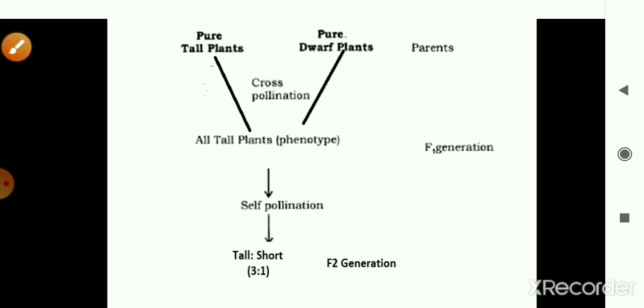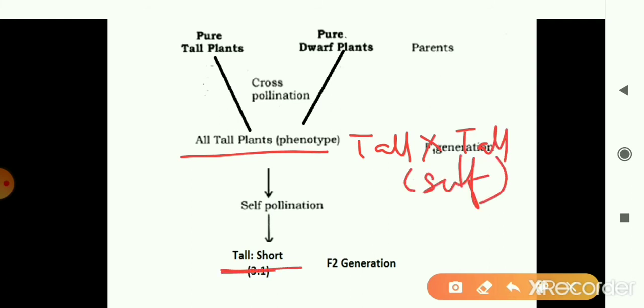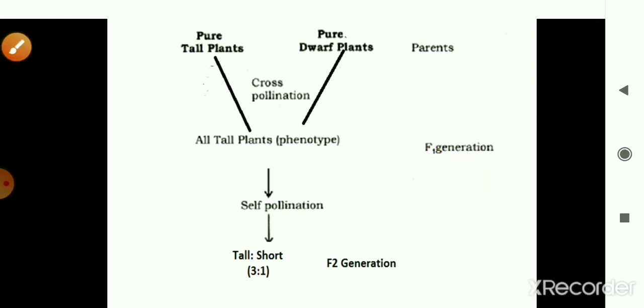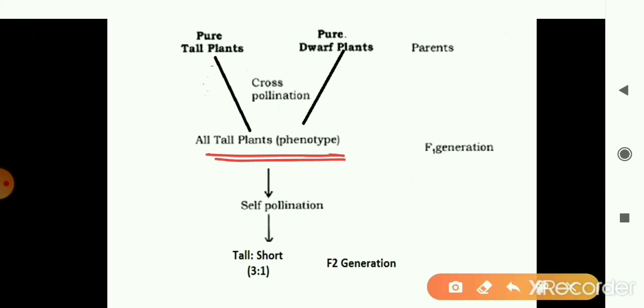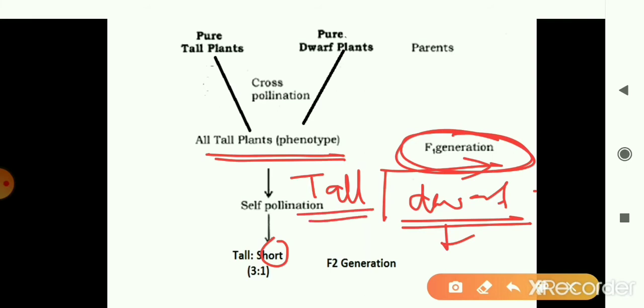The other thing that he stated was that in the first generation he got all tall plants, but when the first generation plants were self-bred or self-pollinated, he got both tall and short plants in the ratio of 3:1. So from this he concluded that though the trait of shortness was not shown in the F1 generation, the F1 plant had both the factor for tallness as well as the factor for dwarfness. But the factor for dwarfness could not express itself in the presence of the factor for tallness.